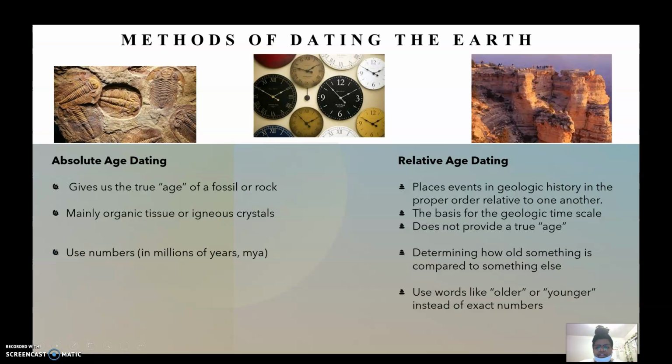To talk about relative age dating, we have to talk about its compared form of dating the earth, which is absolute dating. With absolute dating, it's more about numbers and getting the actual date for the actual fossil or rock that we're looking at. Mainly igneous crystals or rocks and organic tissue. But relative age dating places not a number on the thing that we're dating, but just a relative time. It uses words like older and younger instead of exact numbers to determine how old something is compared to something else.